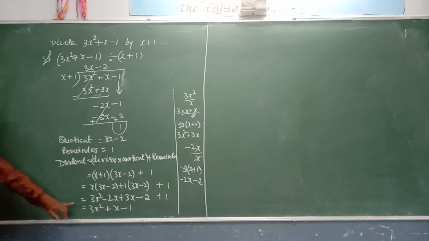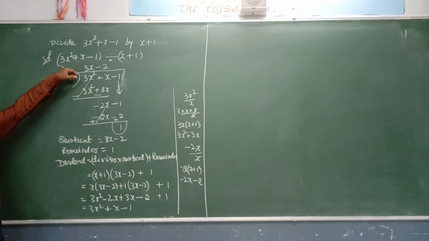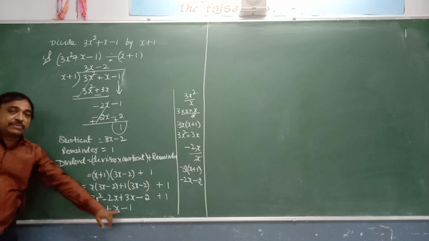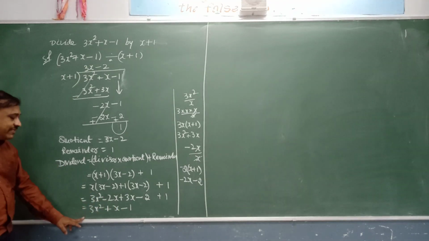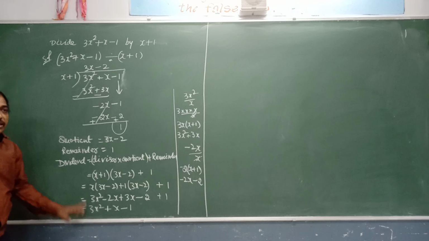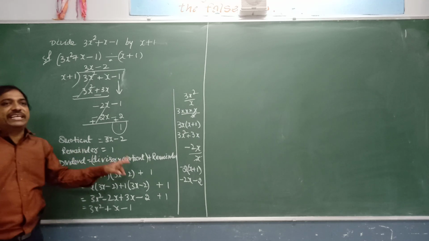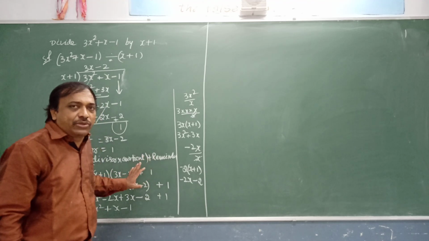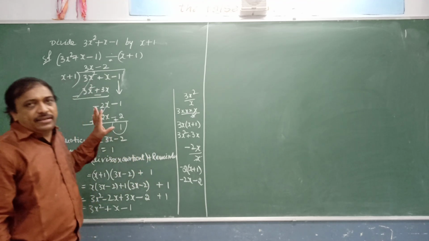Now you check whether you obtain the dividend or not. 3x square plus x minus 1, 3x square plus x minus 1. So we obtain the dividend. Therefore, dividend is equal to divisor into quotient plus remainder.